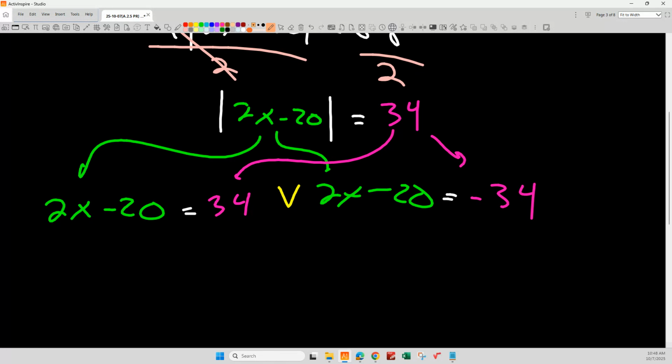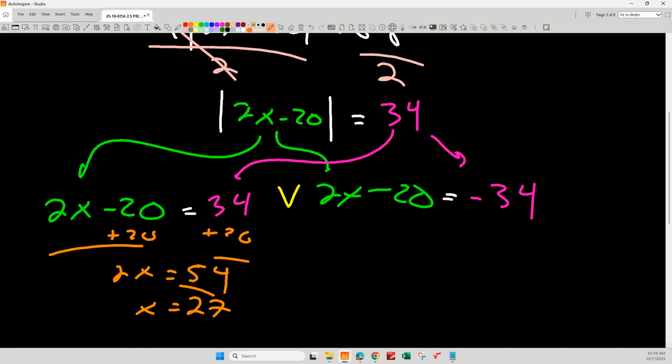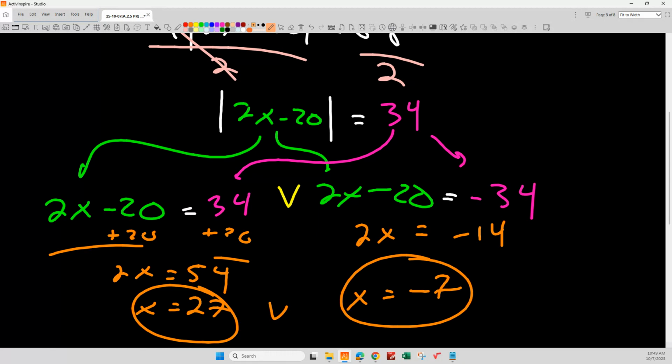What would the last 2 steps be to isolate x in each equation? Add 20, divide by 2. We got it. And if we do that, I get 2x equals 54, so x equals 27. 2x equals negative 14, so x equals negative 7. I got two solutions, right? And that's normal. I should expect to get two solutions, right? Normally.